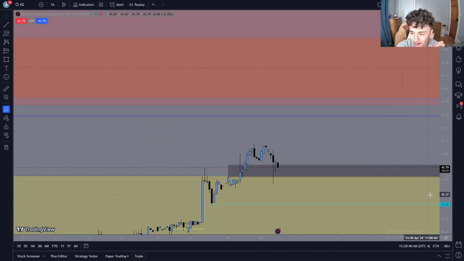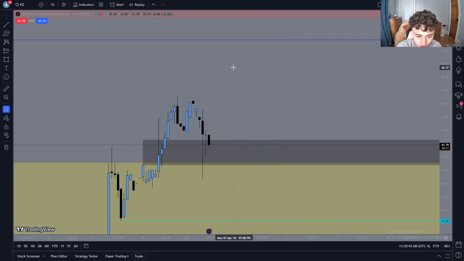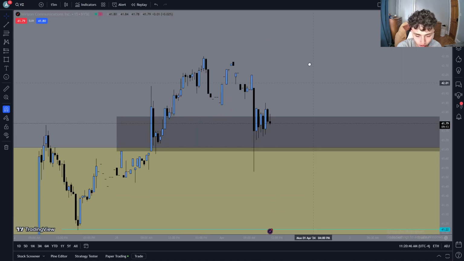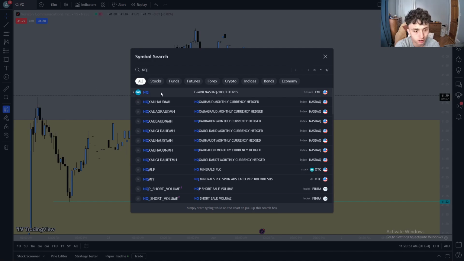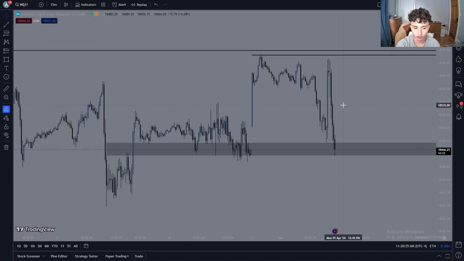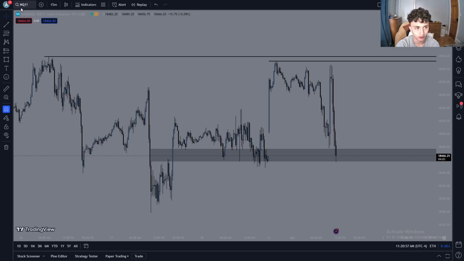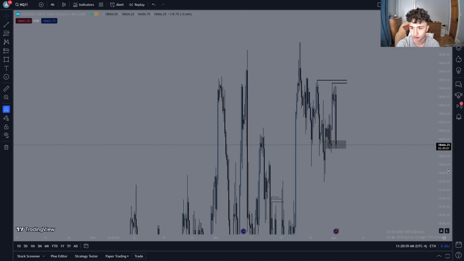Then I wait for like a 1 hour or like a 15 minute. It really depends on like a nice move. It just all comes with market experience, honestly. But I just go out through slowly. And here's NQ. I have some markers on here as well.